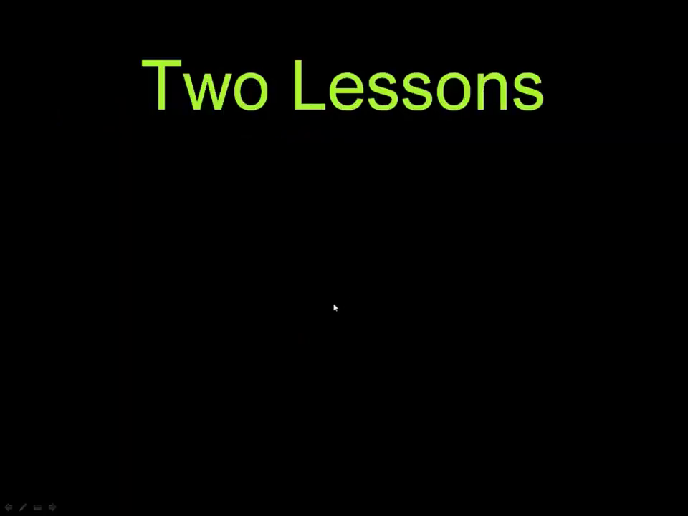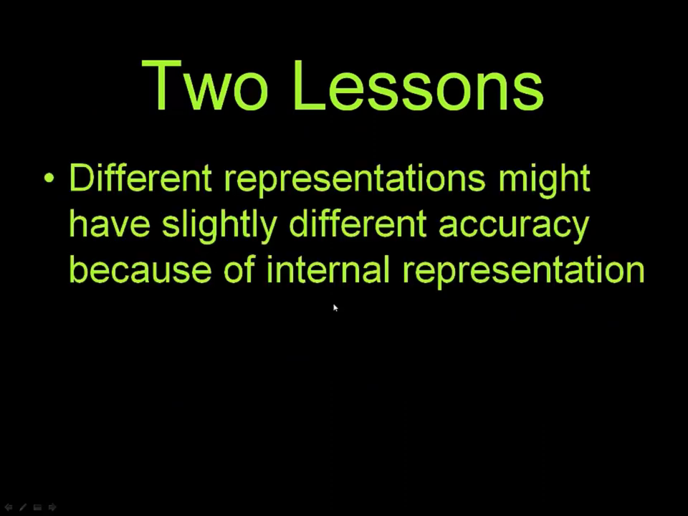There are two lessons that you need to learn from this example. Number 1, different representations might have slightly different accuracy because of the internal representation. You see that the polar version of this representation gives you these errors. It means you don't store the x and y, you store the magnitude and angle, so that causes some errors when you show it.